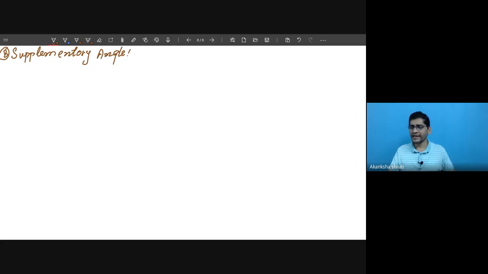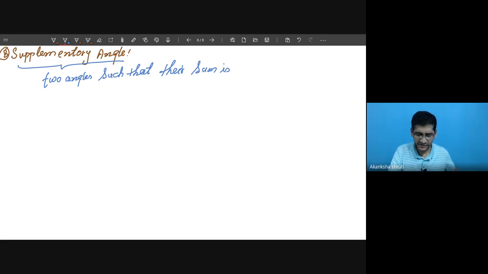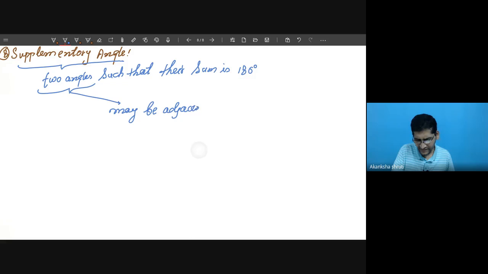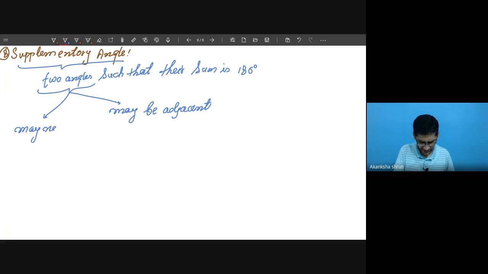Students, like complementary angle, supplementary angle is nothing but two angles such that their sum is 180 degrees. It simply means that these two angles may be adjacent or may not be adjacent. These are the two possibilities that we have to consider.